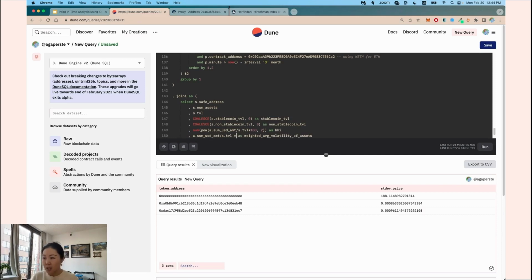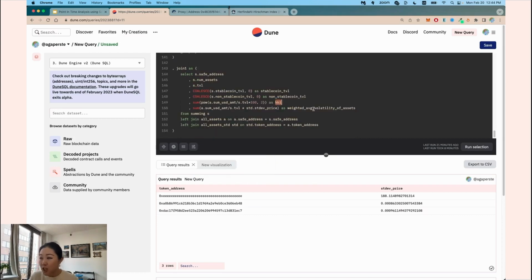Then we get that, and then we want to times that by what? Times that by the volatility of each token, which is the standard deviation for each token. So std, standard deviation of price for the particular token. Once we get that, we are going to sum up the weighted volatility. So apply a sum function. That will be it for HHI and weighted average volatility of assets.